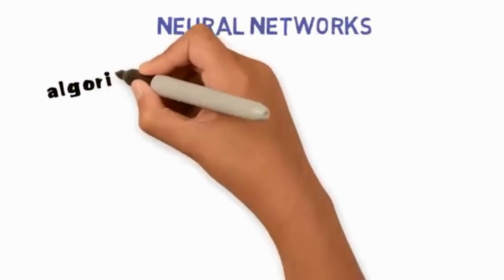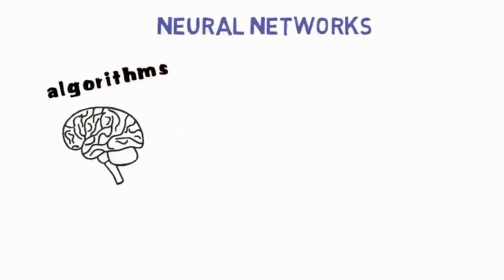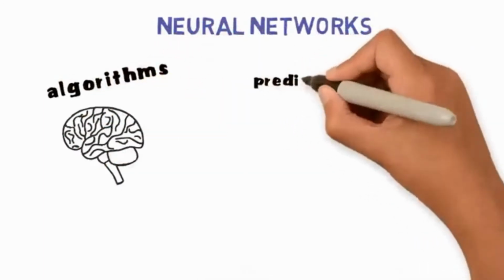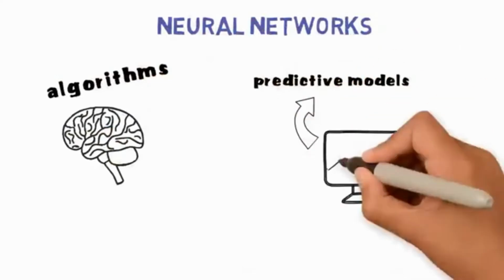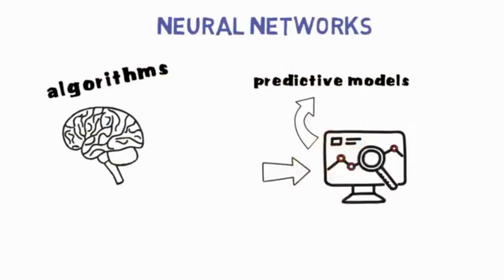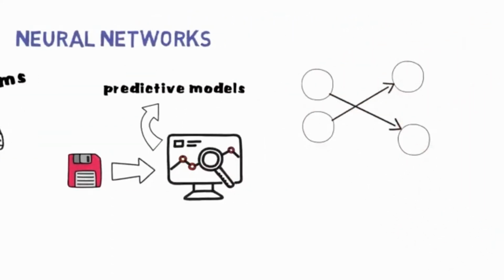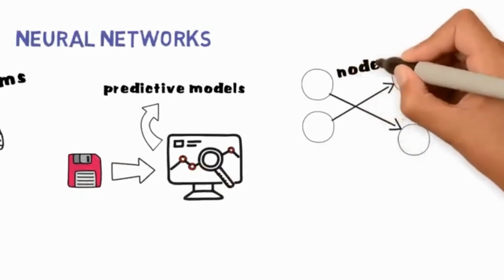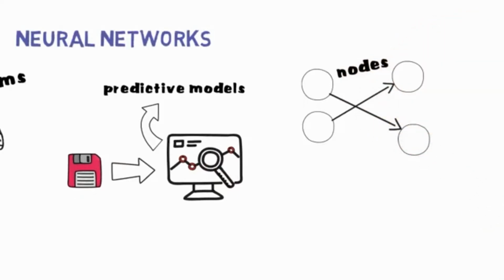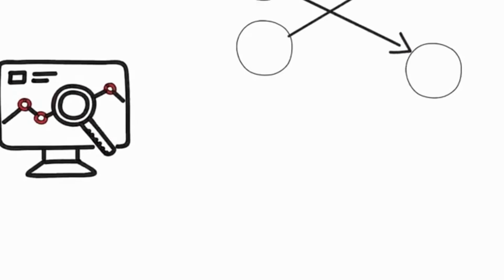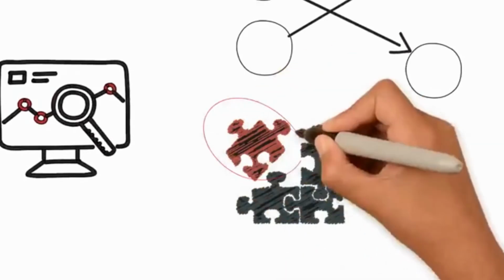Neural networks are algorithms that are based on the way the brain works. They can build predictive models by learning the patterns in historical data. Neural networks are made up of small, interconnected processing elements. These elements are called nodes. Each node processes a small part of the task.